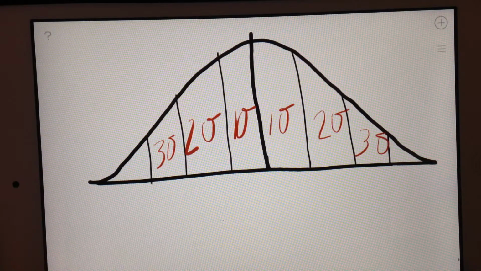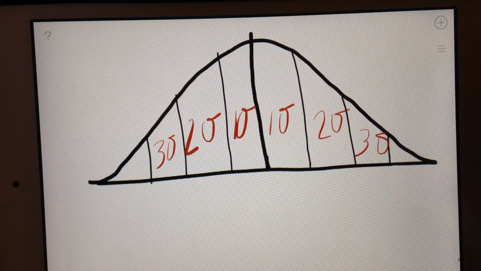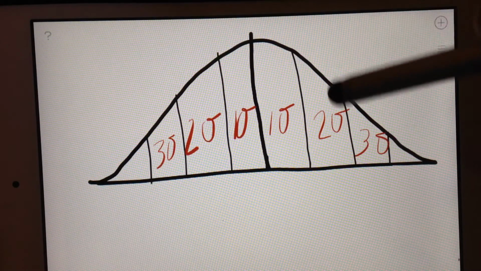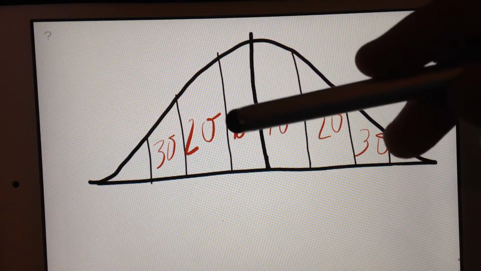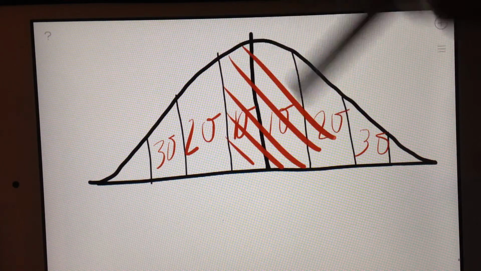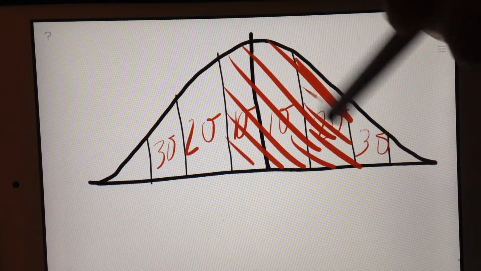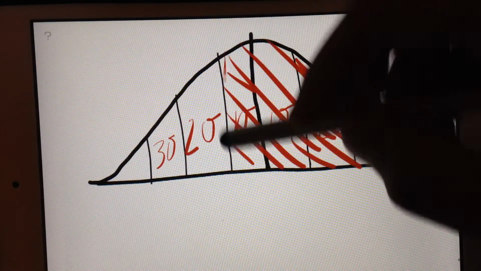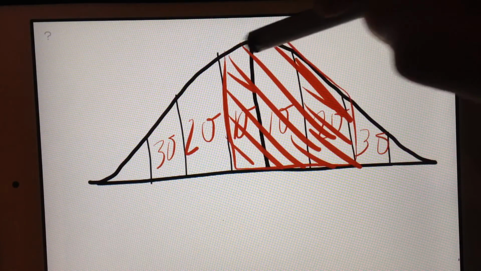And in the next video I'll do an example, meaning finding certain areas, like let's say from here to here, like this area maybe, what's the percent of the whole curve. And that's what the next video will be talking about.